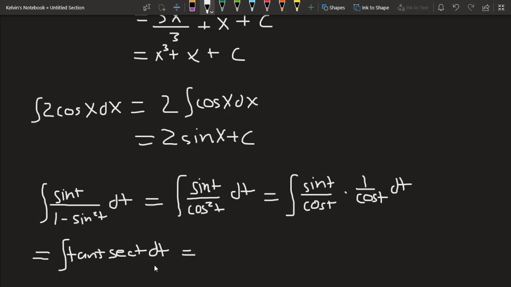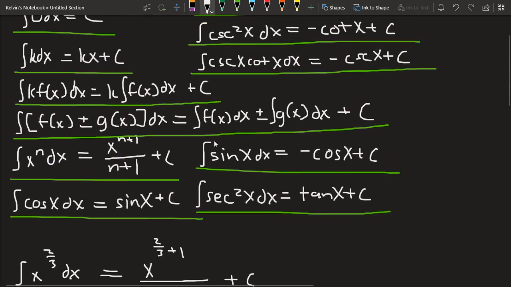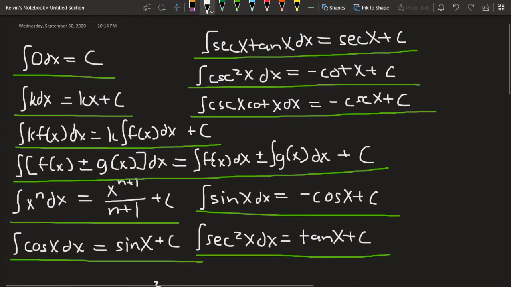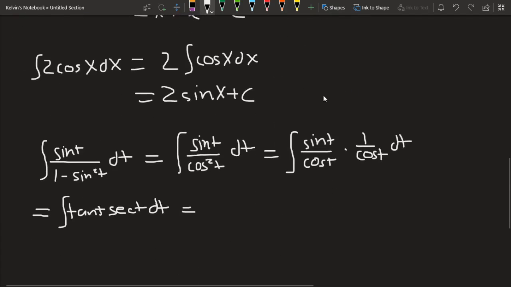And if we look back at our integration rules, we see that the integral of secant of x times tangent of x is just secant x plus c. And this is tangent of t times secant of t, which is the same thing thanks to the commutative property. And so this would just be secant of t plus c.